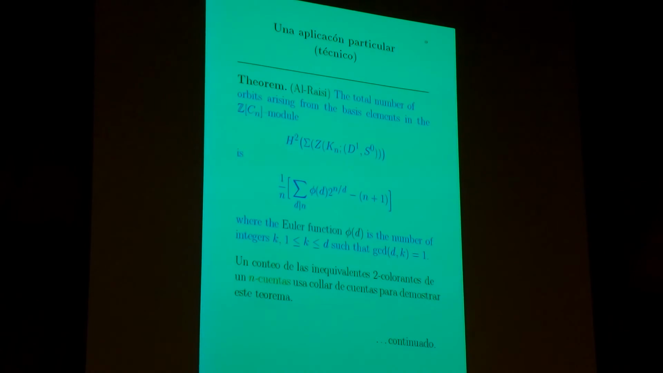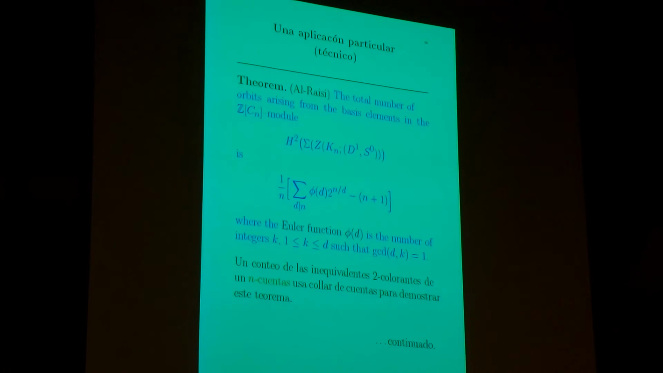And he says, so you just look at H2 of the polyhedral product, the second cohomology group, and you look at a basis, you find the total number of orbits arising from basis elements of H2 as a Z[C_n]-module.